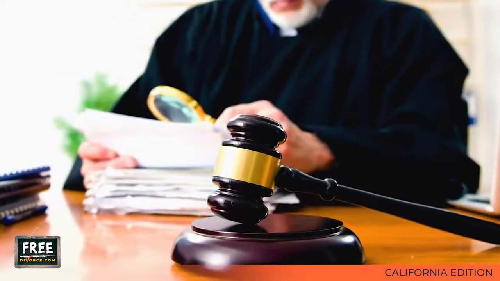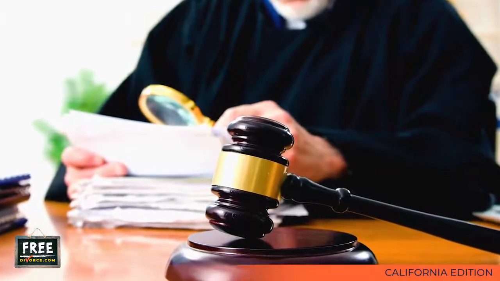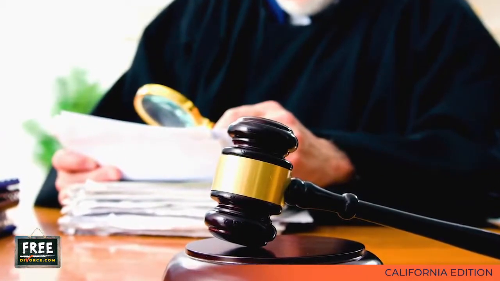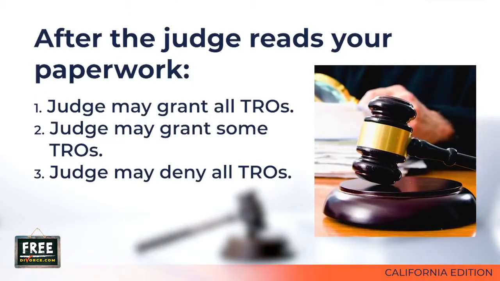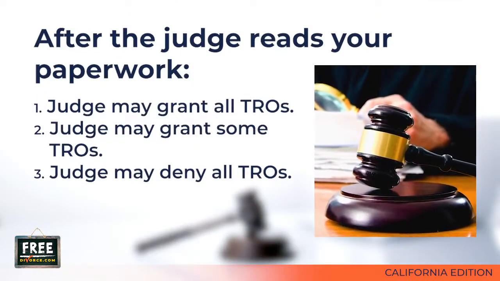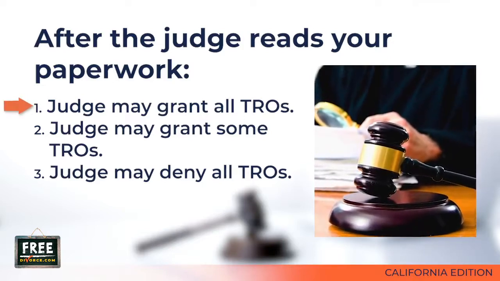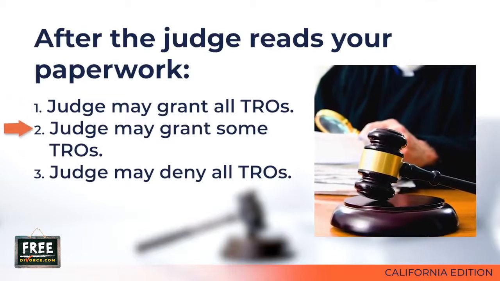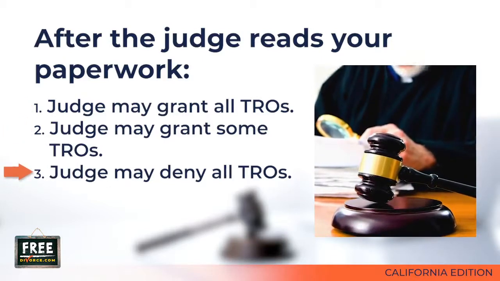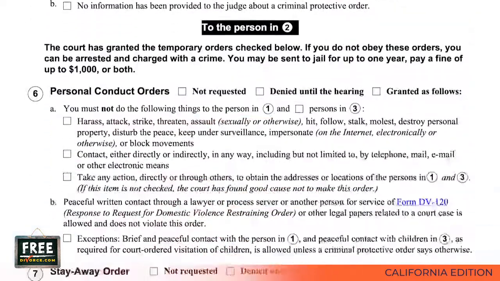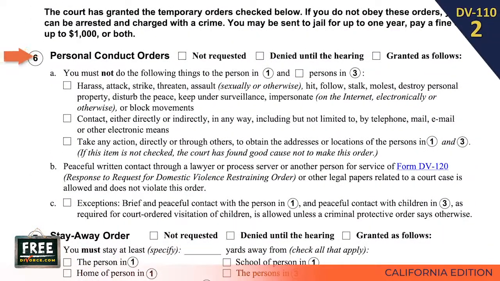When the judge reads my DV-100, won't the judge grant all of the TROs I requested? When you fill out and file the DV-100 and the DV-110, you hope the judge will read your paperwork and decide to grant all of the temporary restraining orders you have requested. However, the judge may not grant some or all of them. You will see on the DV-110 that there are three boxes after each TRO. One box reads, Not Requested. A second box reads, Denied Until the Hearing. A third box reads, Granted as follows.